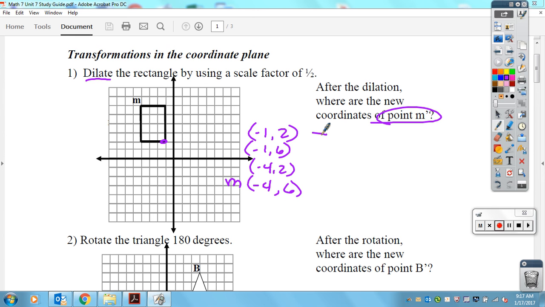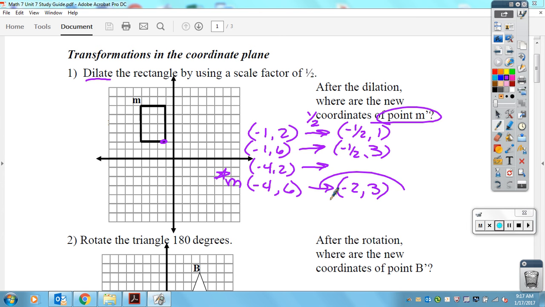Now we could do all of them, dilate by a scale factor of 1/2. That essentially means just multiply all of them by 1/2. But I'm doing all this work when I don't have to. I just want to know what M is going to be. M is now going to be half of -4 is -2, half of 6 is 3. That's the new coordinate of point M prime. So I did all of them, but I just had to do this point up there. They should read the directions.